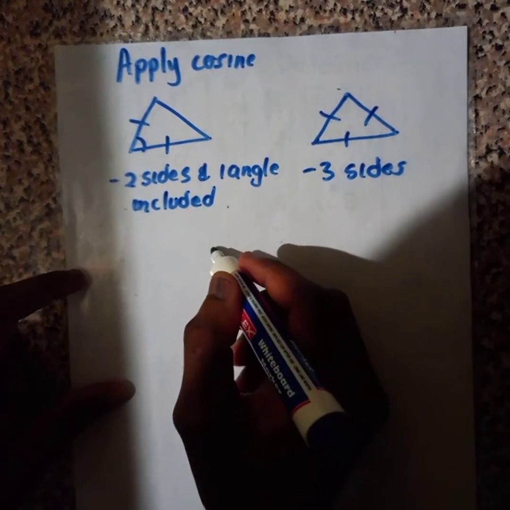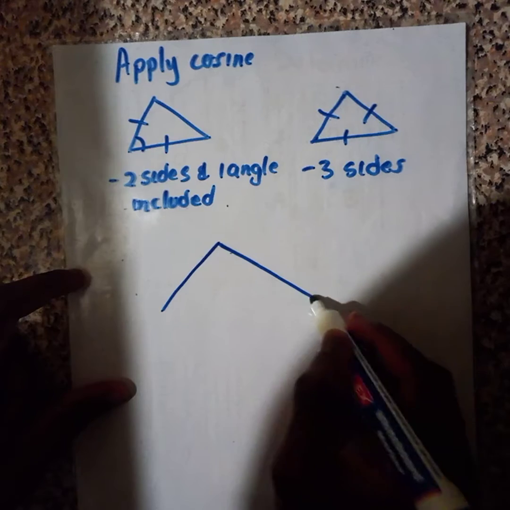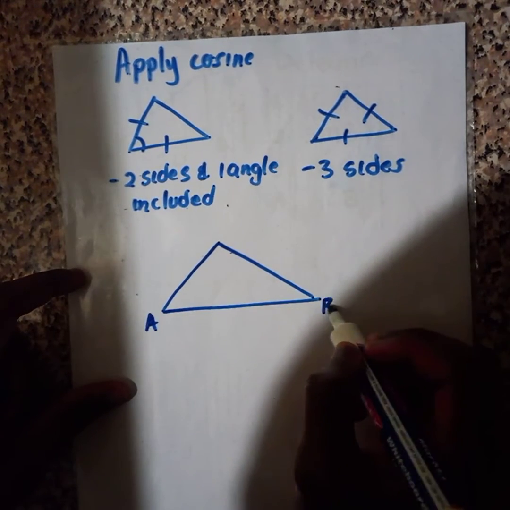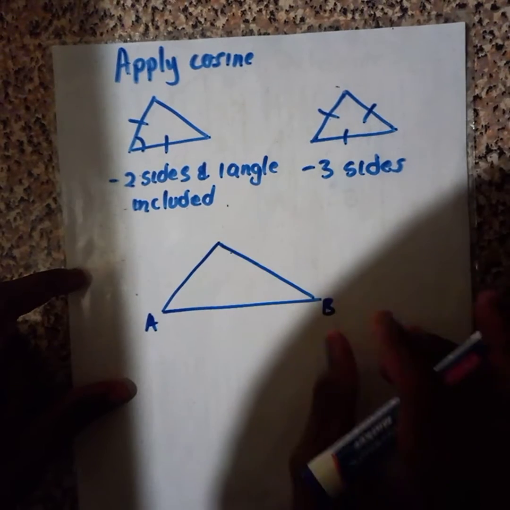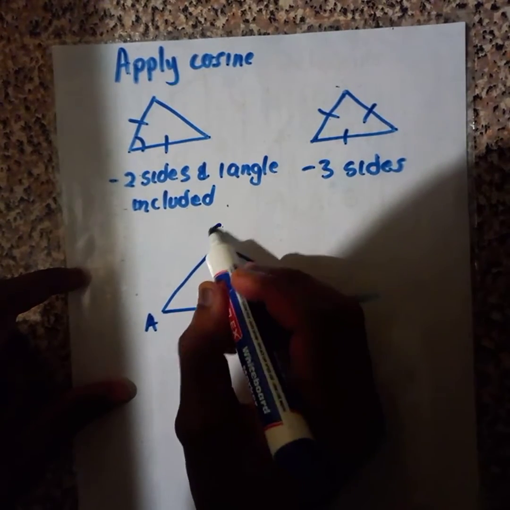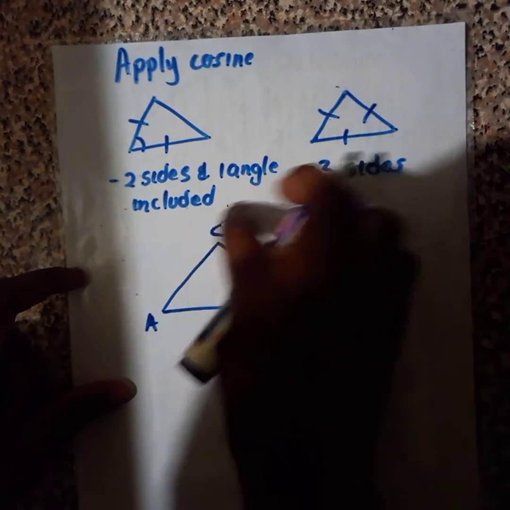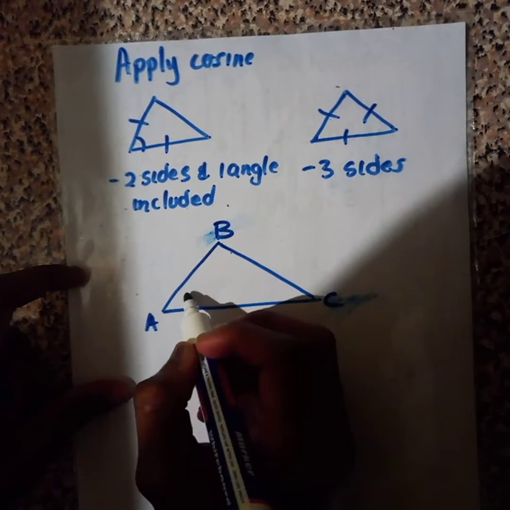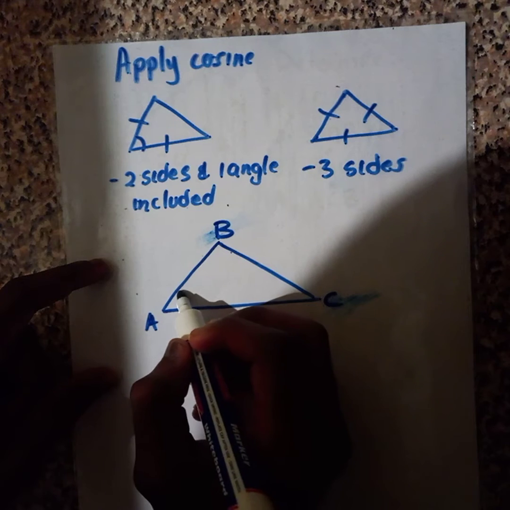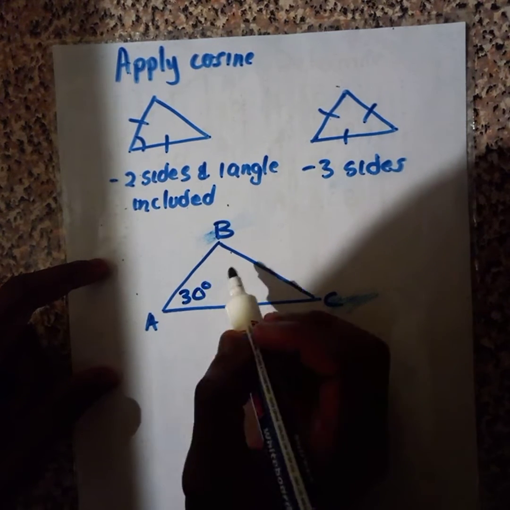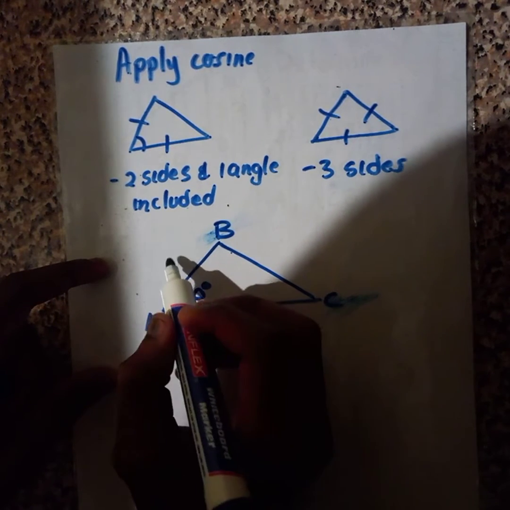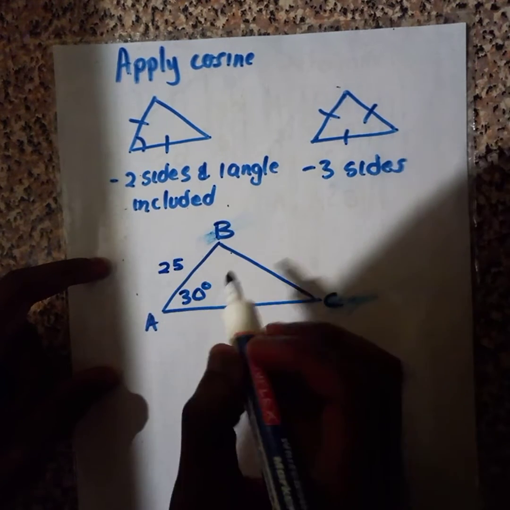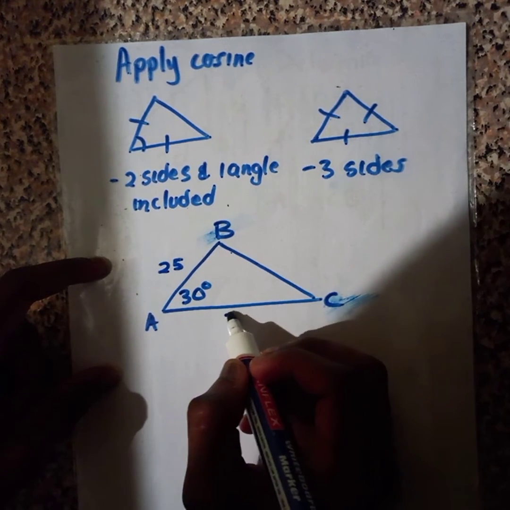Let us take this diagram. Suppose I have something like this, A, B, let's say B here. Then I say my A is 30 degrees. Then here I have, let's say, 25. Say here I have 55.